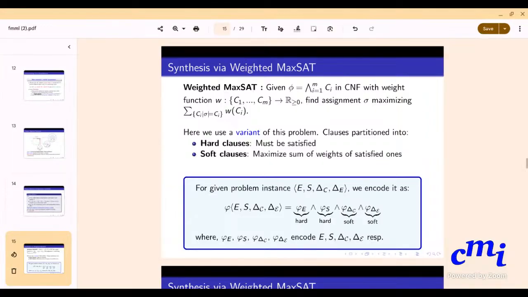So I've basically defined weighted maxat and also given a variant. I use a variant of the problem here. That is basically I have a set of hard clauses that must be satisfied and a set of soft clauses which do not need to be satisfied as a whole, but their weight should be maximized. So that is the thing.